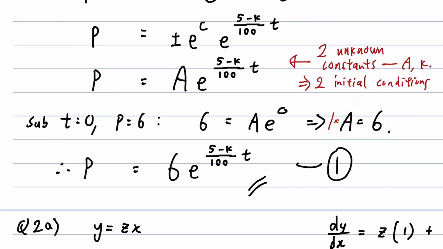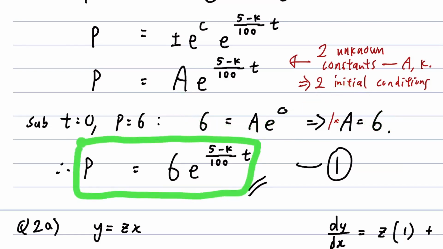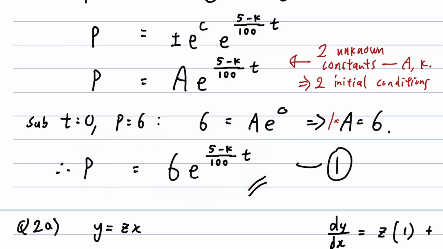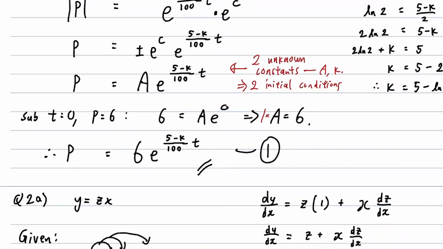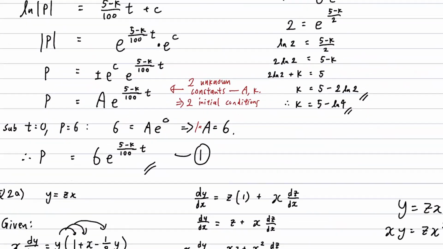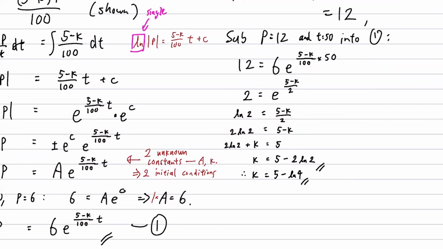Okay, good. So that's A equal to 6, but now we want to sub the 6 back inside, and then we will get P equals 6 times e power 5 minus k over 100 times t. I label it equation 1. Still got unknown k, then how? Sub again. Exactly. Just sub again, which is what I've written over here.